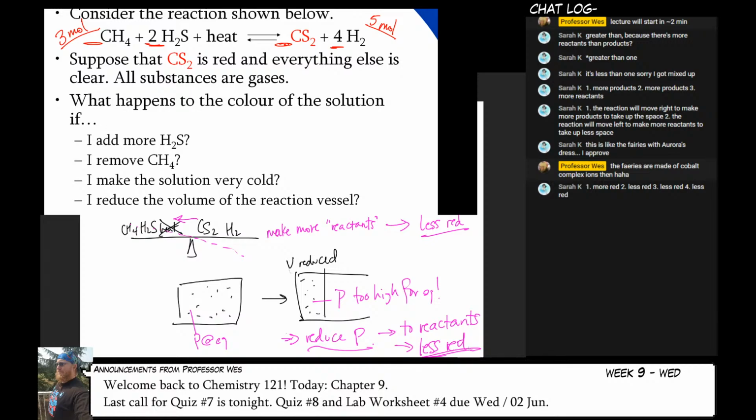There you go. Very good. That's Le Chatelier. So your job is to figure out which direction equilibrium will move.